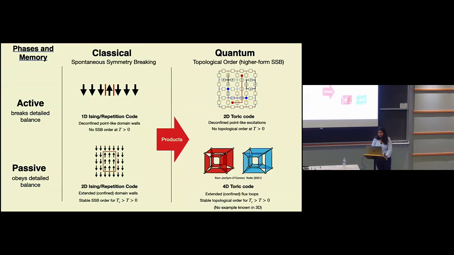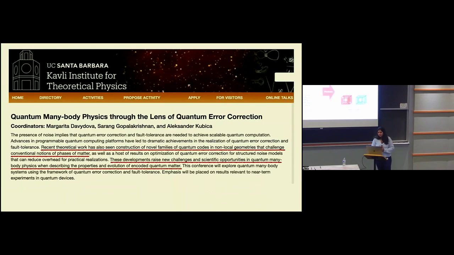But a central theme of this conference, this is from the conference description, is that recent theoretical work has seen constructions of novel families of quantum codes in non-local geometries that challenge conventional notions of phases of matter, right? And also that these developments raise new challenges and scientific opportunities in quantum many-body physics when describing the properties and evolutions of encoded quantum matter. Okay, so this is going to be the focus of my talk, these types of unconventional phases and the new and unconventional insights that they give into many-body physics.